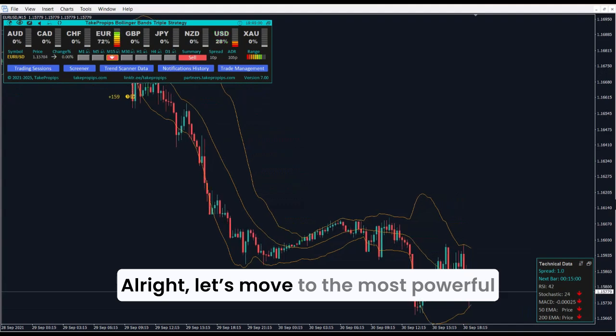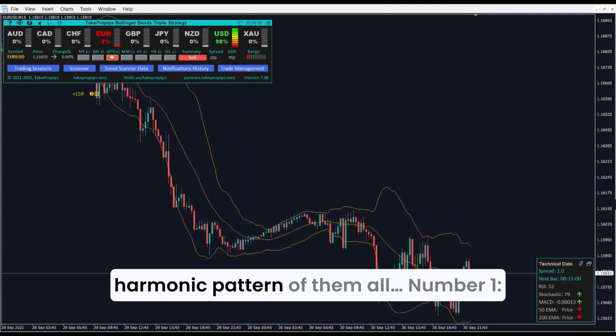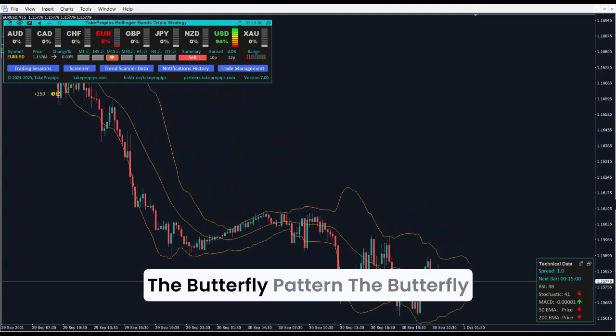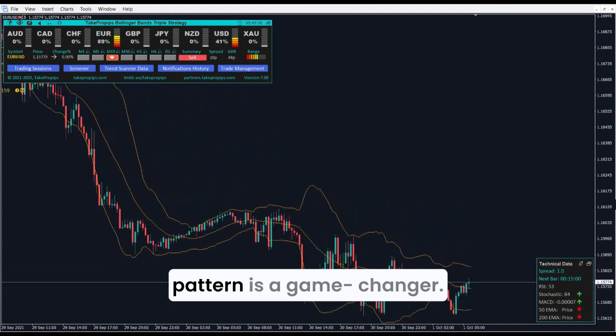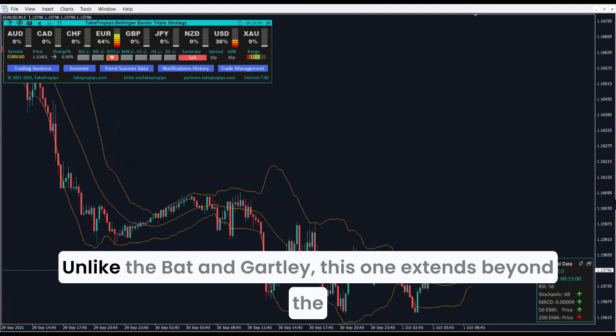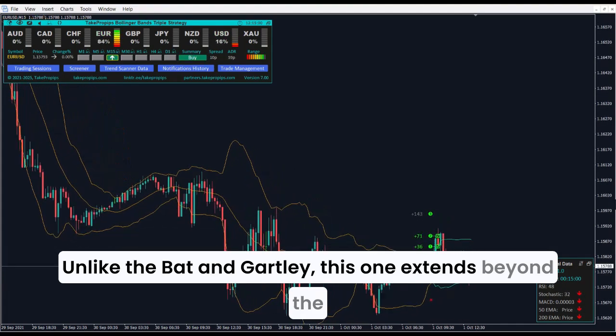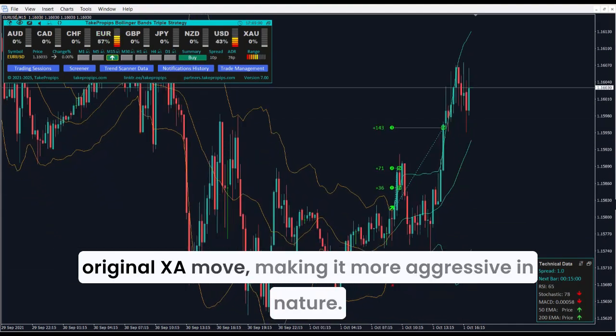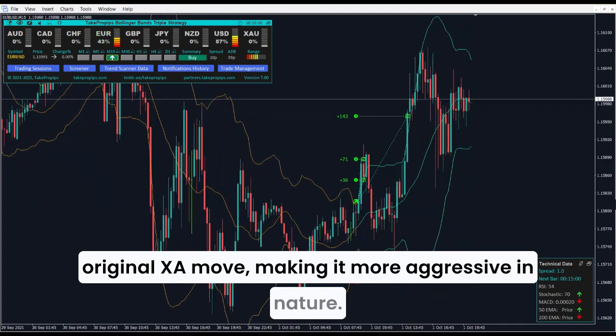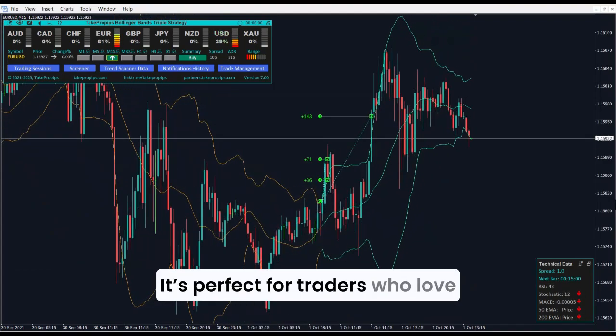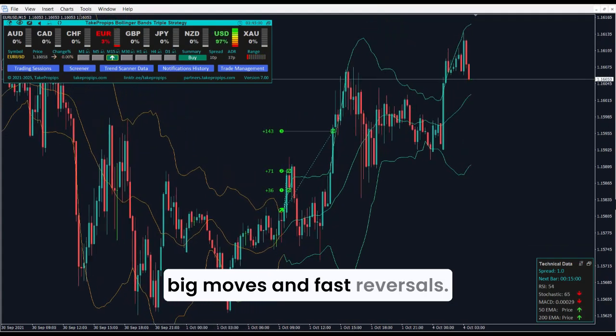Alright, let's move to the most powerful harmonic pattern of them all. Number 1. The butterfly pattern. The butterfly pattern is a game changer. Unlike the bat and Gartley, this one extends beyond the original XA move, making it more aggressive in nature. It's perfect for traders who love big moves and fast reversals.